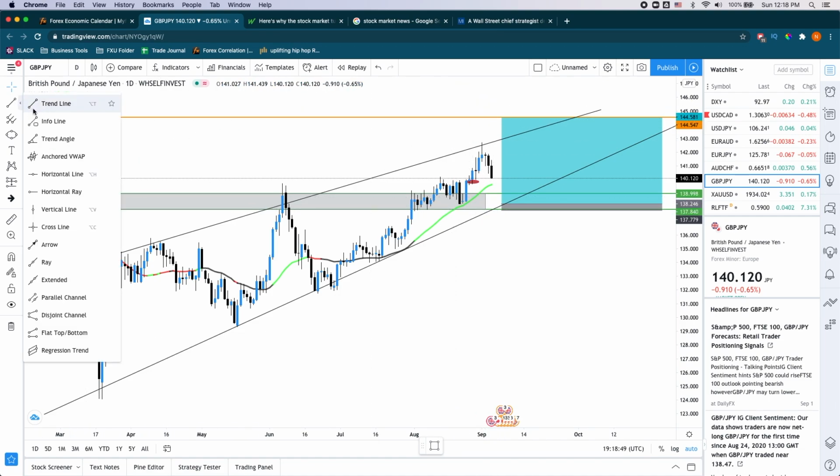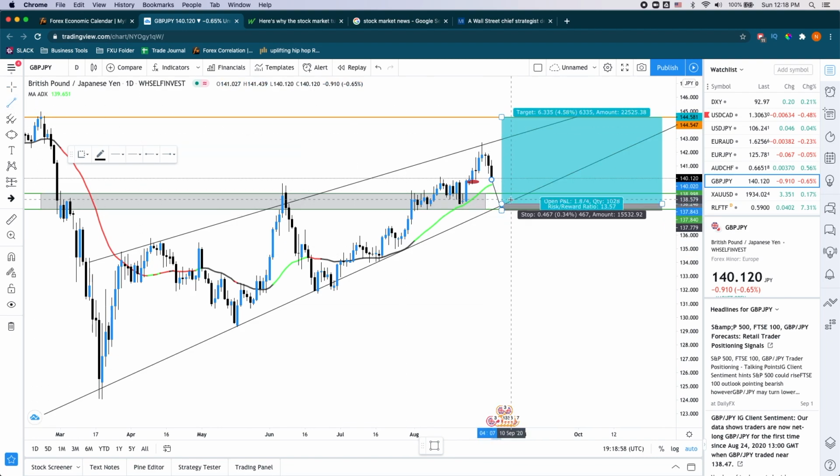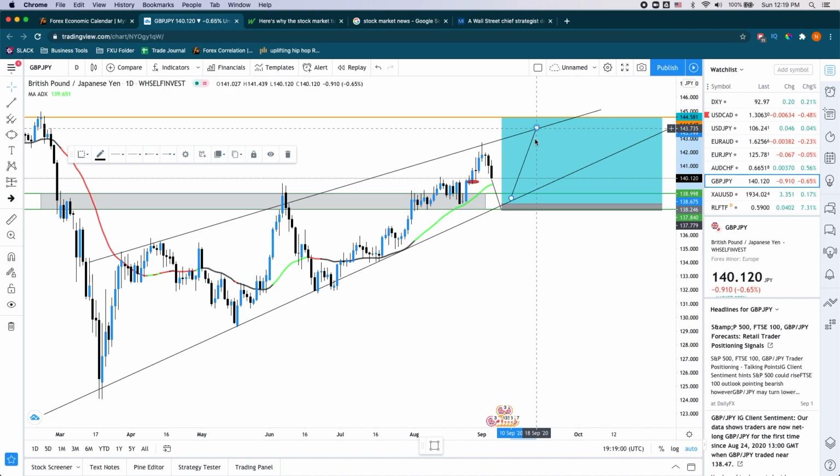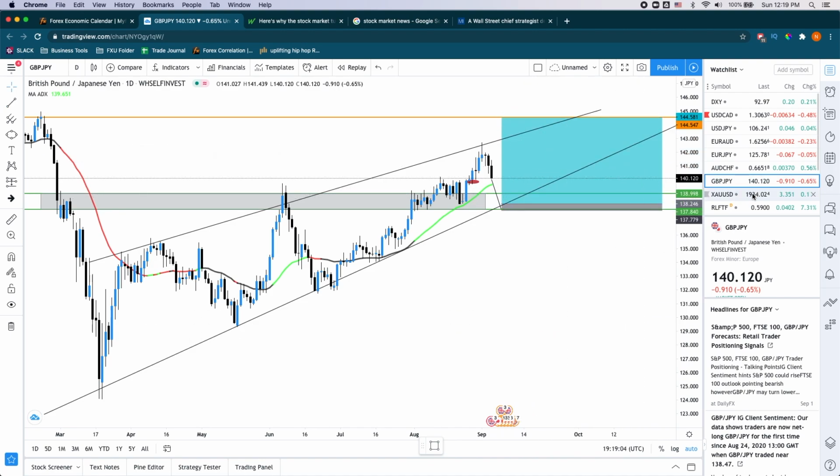So I believe because the British pound is bearish in the last week, it might do that and then continue to go up in this channel. So just keep a lookout for that and keep an eye out for that.